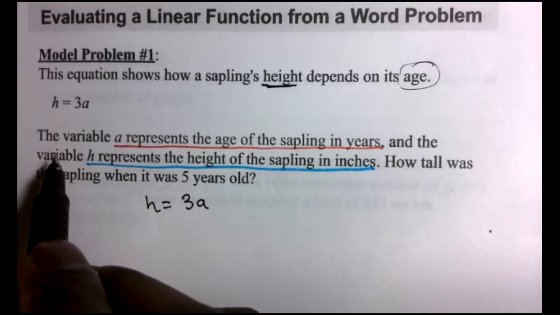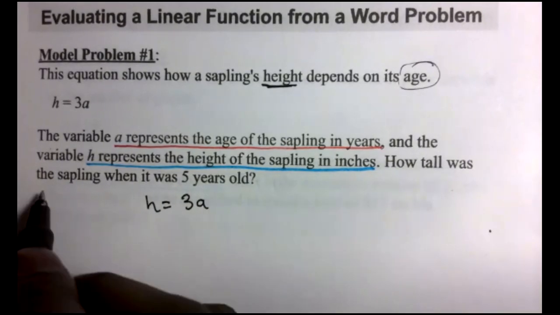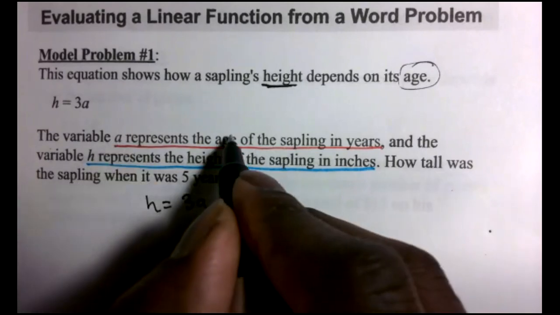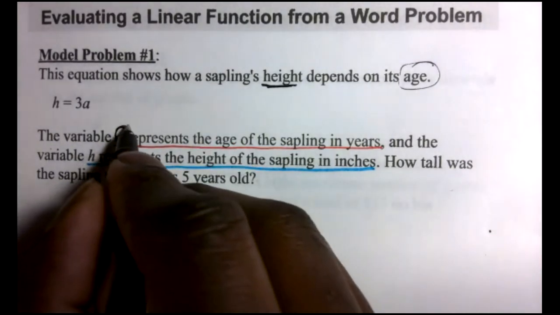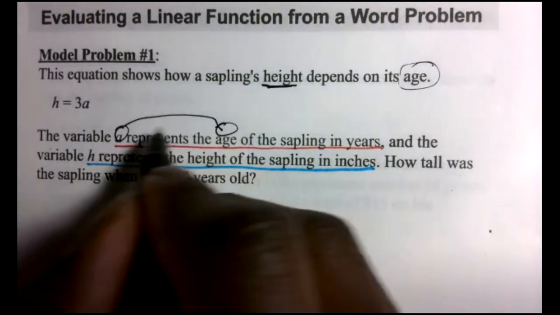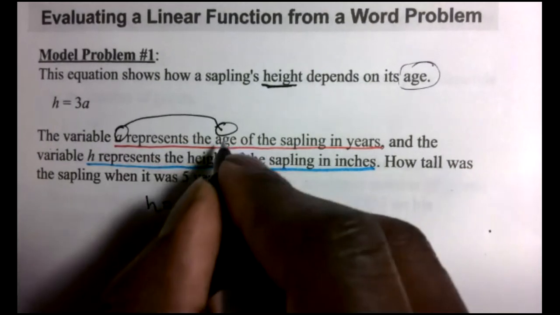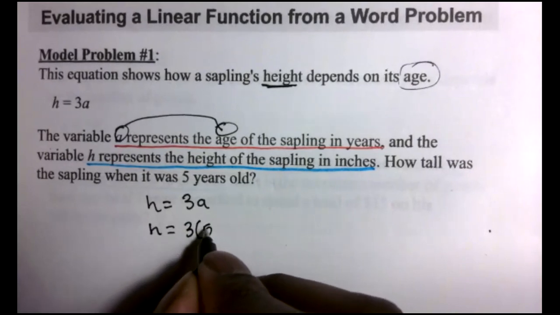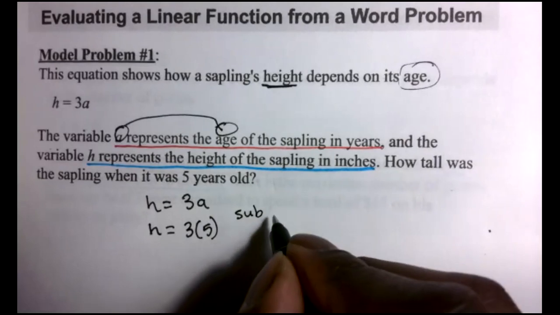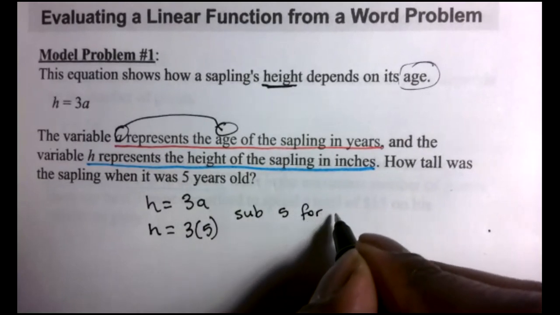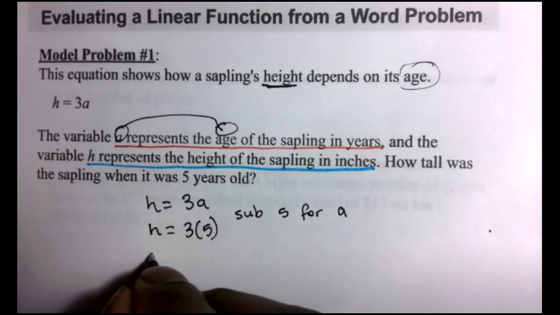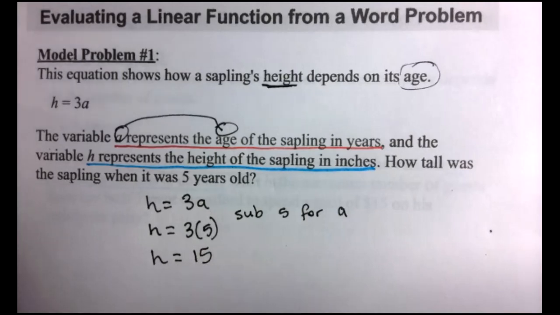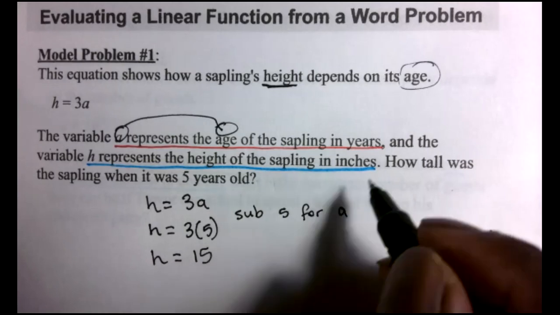Now it says, how tall was the sample when it was 5 years old? Again, we know that years is represented by a, and we have 5 years. So here I'm going to substitute 5 for a. So h is equal to 3 times 5, which is 15. So this is saying that the height is equal to 15 inches.